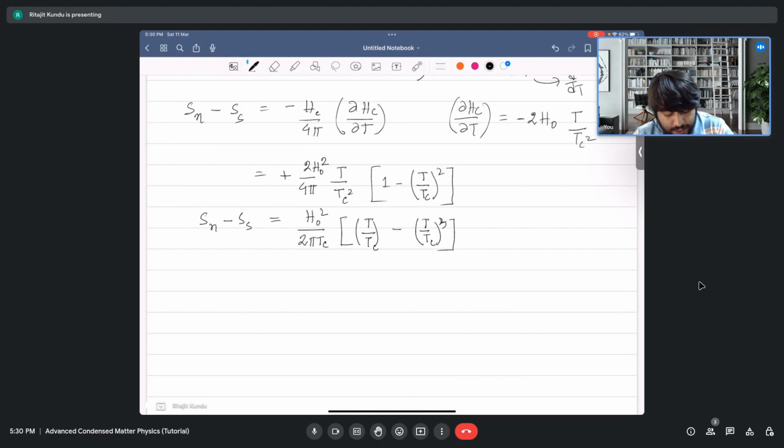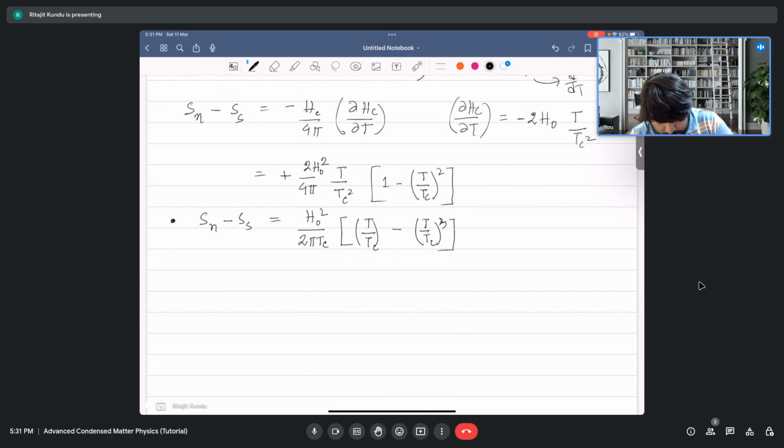You can see that at T equal to Tc it vanishes. At T equal to Tc, this becomes 1 and this becomes 1, so this whole thing vanishes. So the normal phase's entropy and the superconductor's entropy become the same, and afterwards it stays the same. This is an important result.